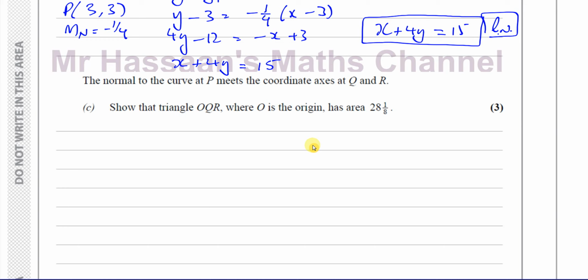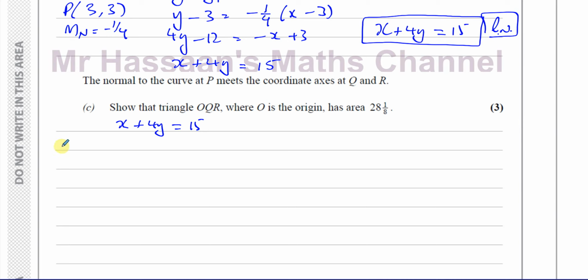Show that the triangle OQR, where O is the origin, has area 28 and 1/8. So we know that x plus 4y equals 15 is the equation of the normal line. Okay, so first of all, let's find the coordinates of Q and R.